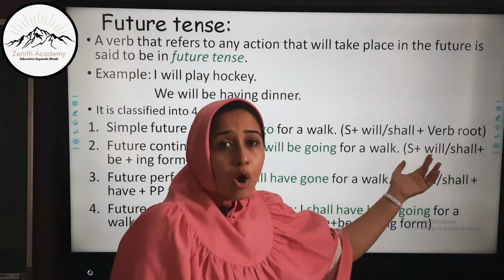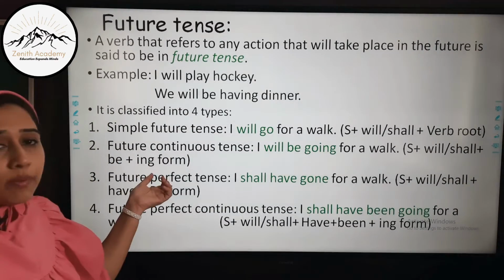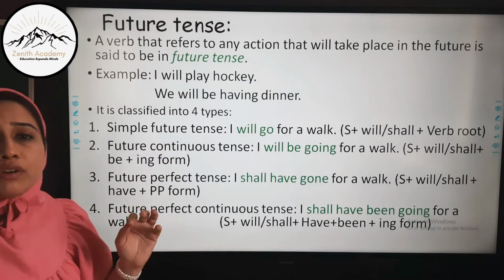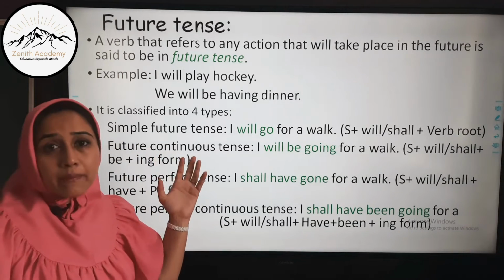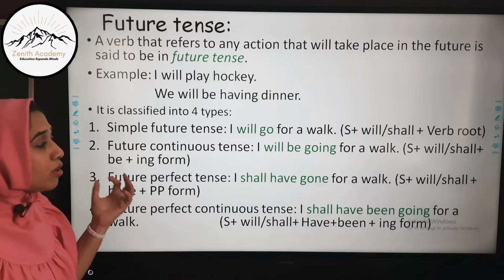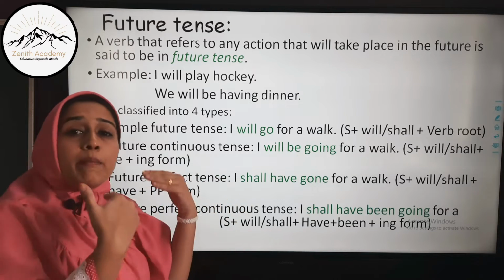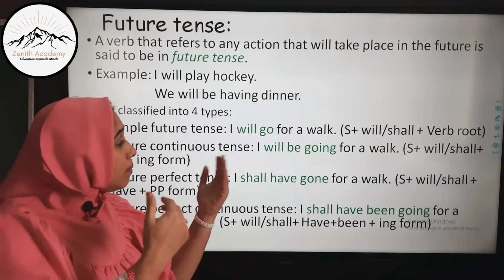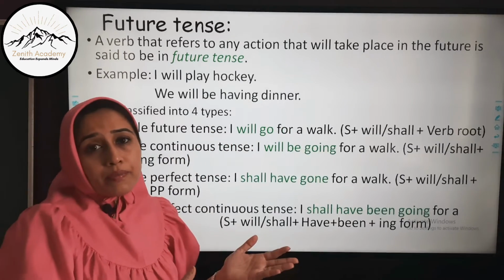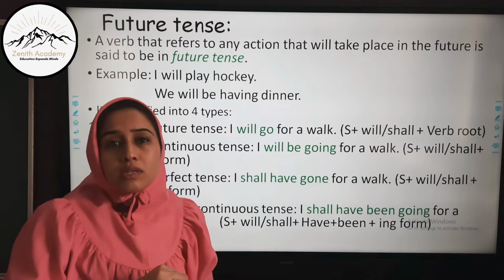Subject plus will or shall plus be, plus the ing form of the verb. So now the only difference over here as compared to past and present tense is the word "be." Why "be"? Because we are talking about some action that will happen. So "will be going" in the future. I will be going for a walk. That is why "be" is used over here as an auxiliary verb.